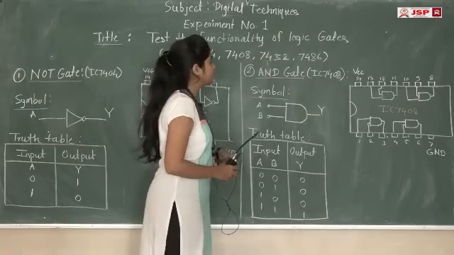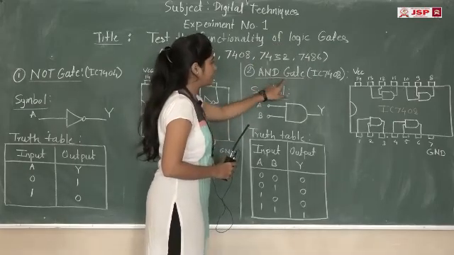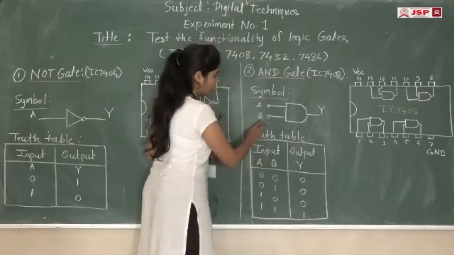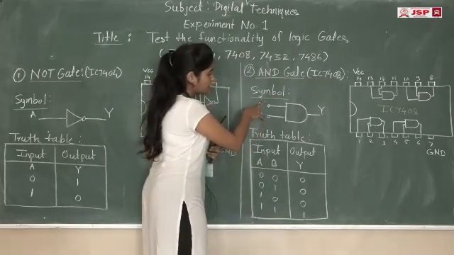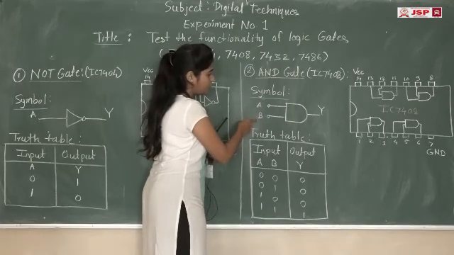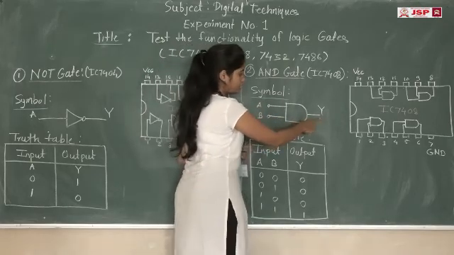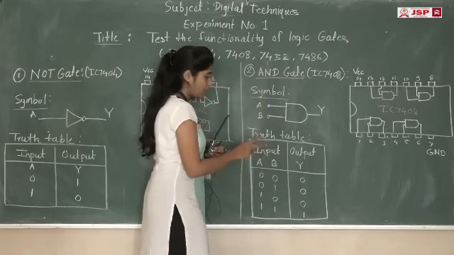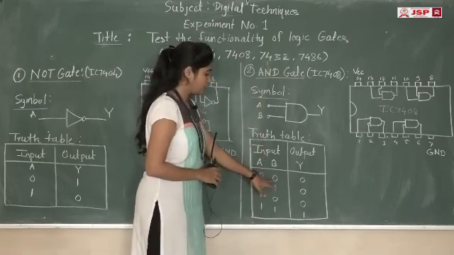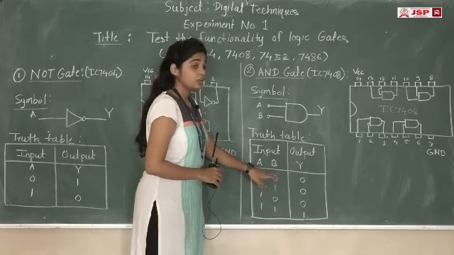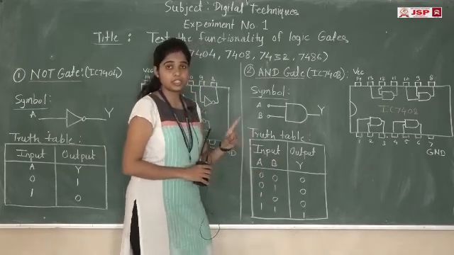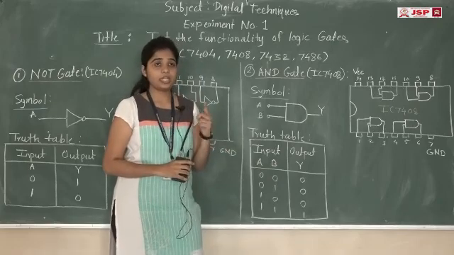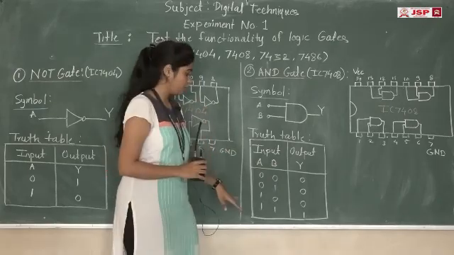Now the next gate is the AND gate. The AND gate IC is IC 7408. This is the symbol of the AND gate. Here there are 2 inputs, A and B, and the output is only one, that is Y. In the AND gate, the output is 0 when any single input is low, that is 0. Low means 0 input and high means 1 input.